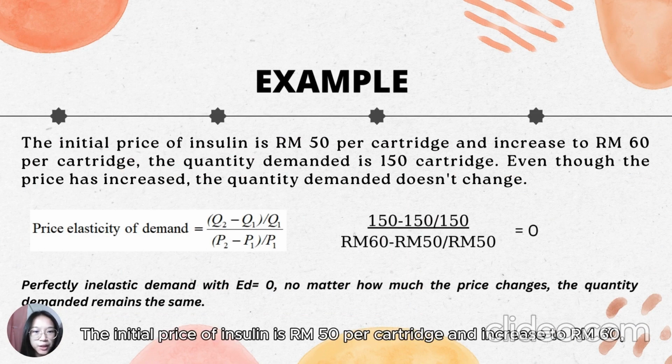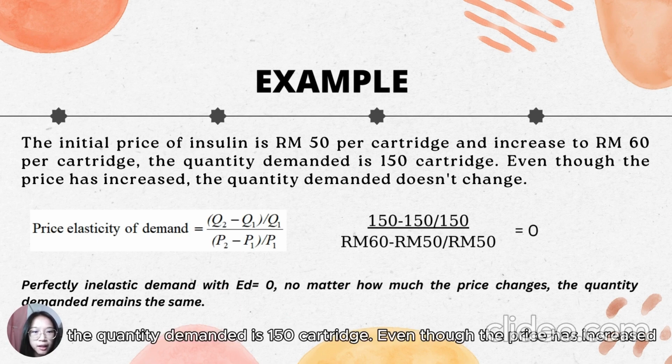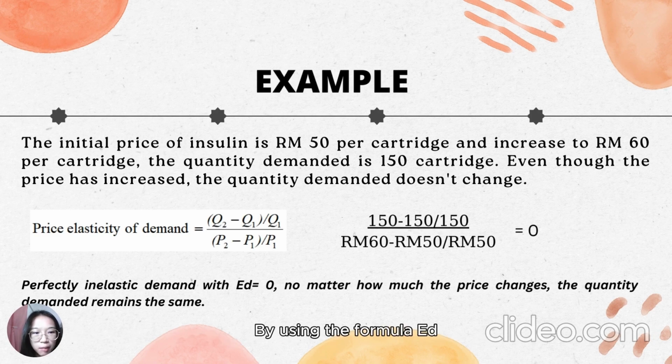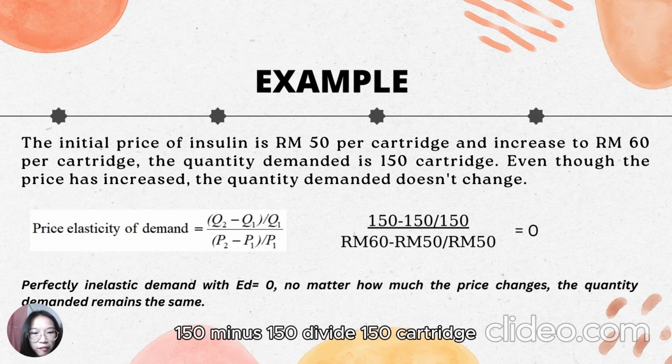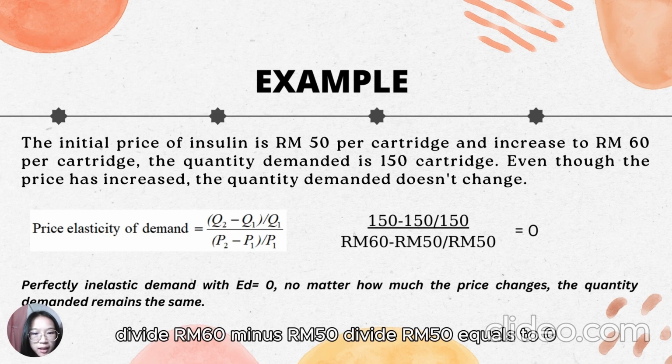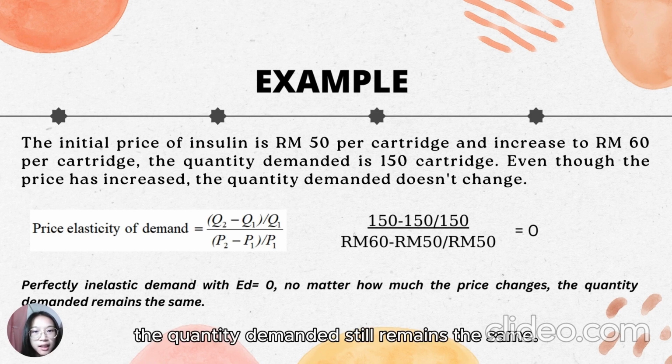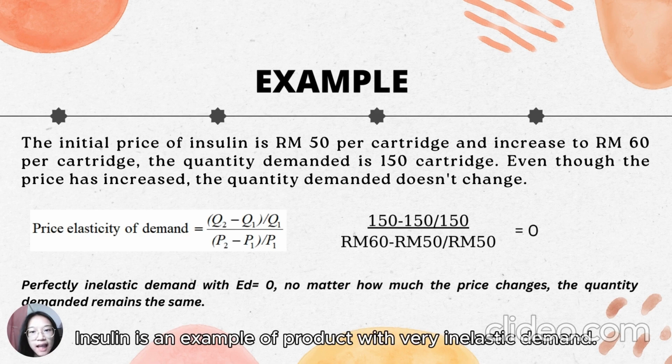The initial price of insulin is 50 ringgit per cartridge and increased to 60 ringgit per cartridge. The quantity demanded is 150 cartridges. Even though the price has increased, the quantity demanded doesn't change. By using the price elasticity of demand, 150 minus 150 divided by 150 cartridges, and divided by price 60 ringgit minus 50 ringgit divided by 50 ringgit, equals 0. In this case, perfectly inelastic demand equals 0. No matter how much the price changes, the quantity demanded still remains the same. Insulin is an example of a product with very inelastic demand.